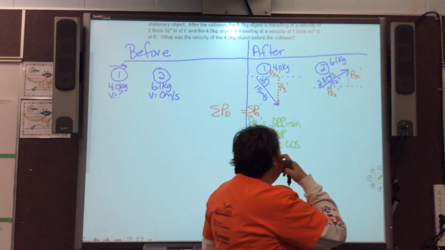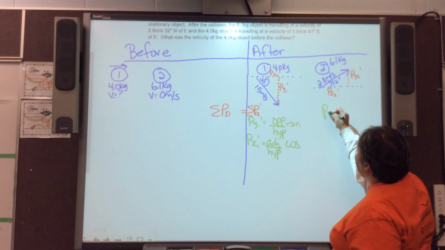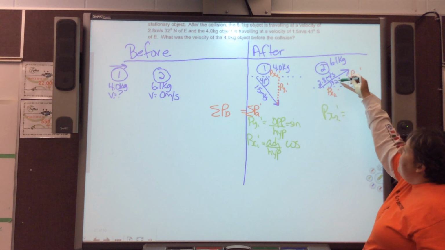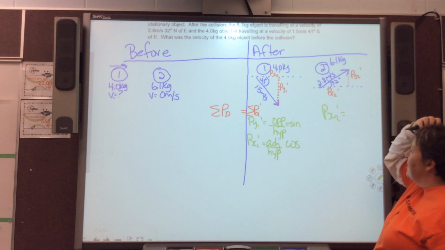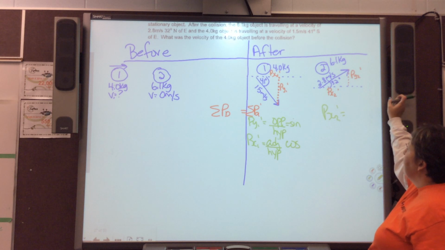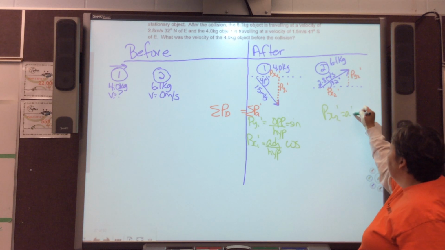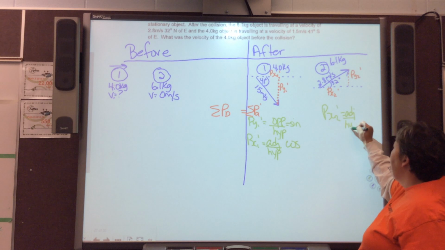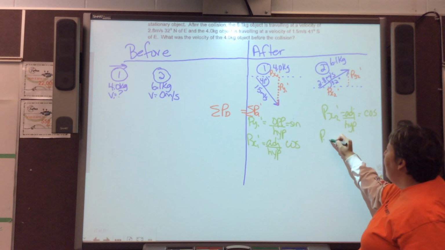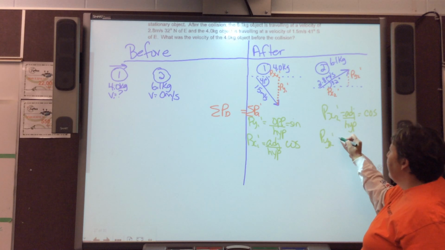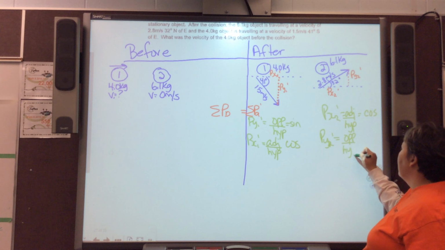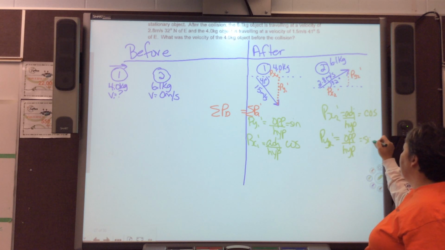And when we look at over here, P of x2 prime, right here, is it opposite or adjacent to the 32 degrees? Jason. So we solve that using cos. And P of y2 prime is going to be opposite over hypotenuse, which is sine.